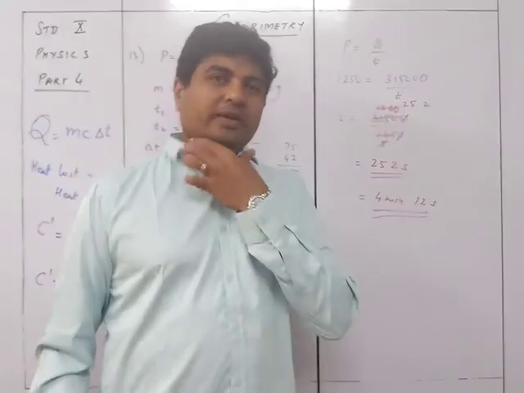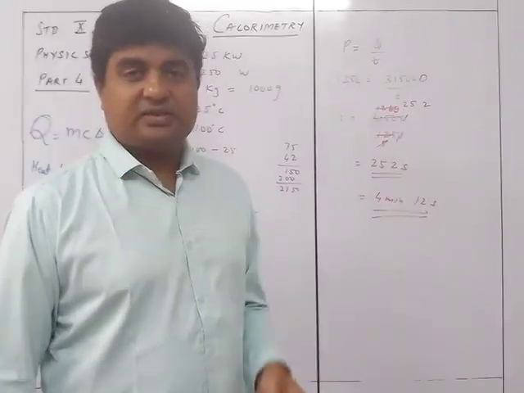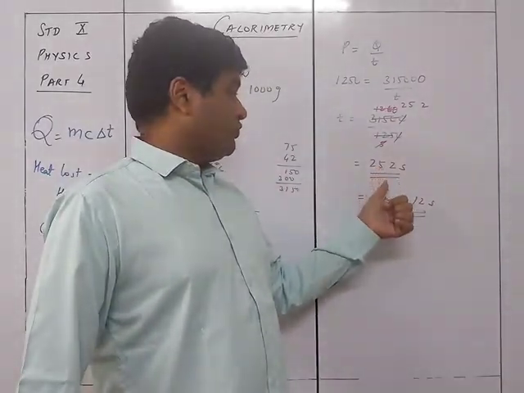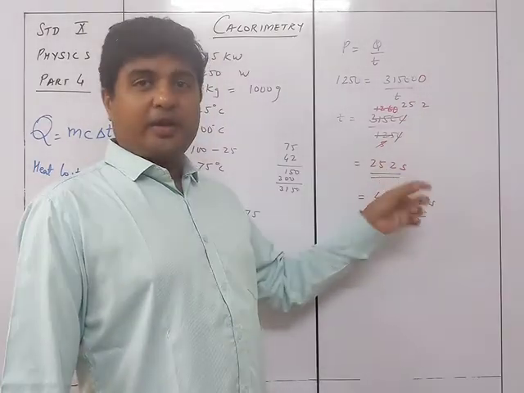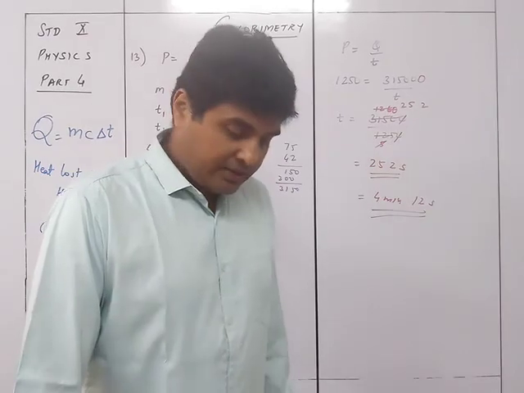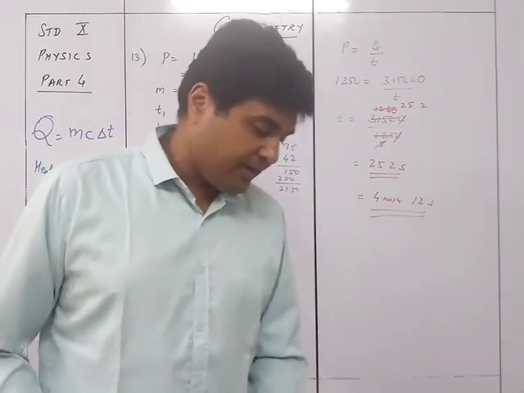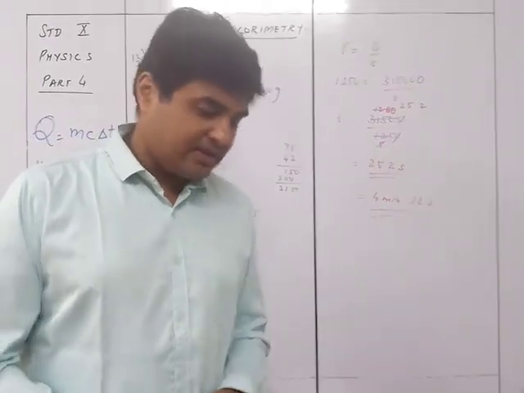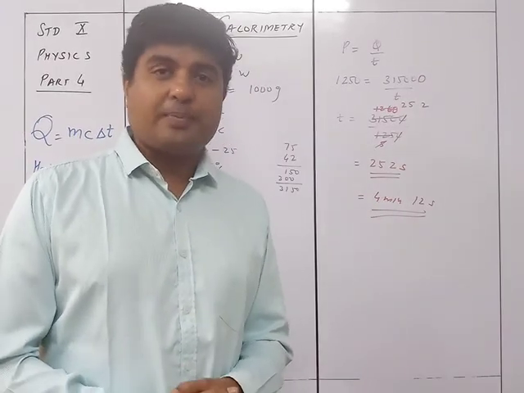240 seconds is 4 minutes, and after 240, how many seconds remain? 12 seconds remain, so the answer is 4 minutes 12 seconds. So this was your sum number 13, and this will be the end of the exercise. We'll go for the next part of the chapter in the next video.